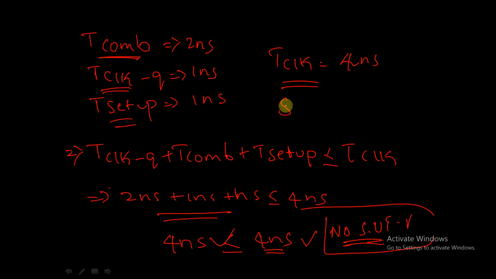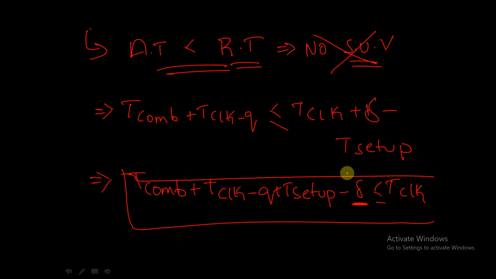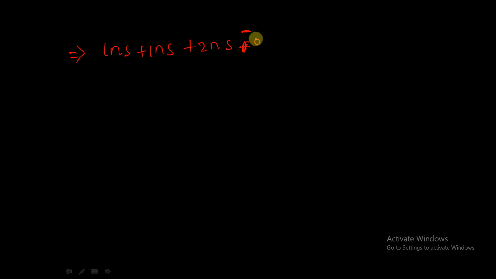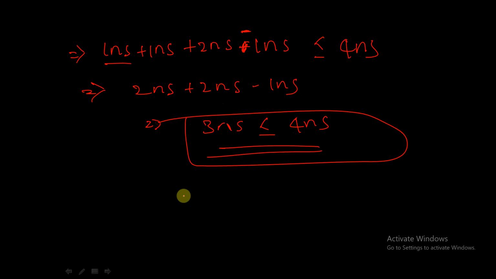Okay, so let's add the skew factor delta equal to, let's say, 1 nanosecond. There is a skew of 1 nanosecond, right? So what happens now? 1 nanosecond plus 1 nanosecond plus 2 nanoseconds, and what about the skew? We should subtract, right? What is the skew equation? Minus skew, so we will subtract the skew. Minus 1 nanosecond is less than or equal to 4 nanoseconds. Then when should we get the data? 2 nanoseconds plus 2 nanoseconds minus 1 nanosecond, which is nothing but 3 nanoseconds, less than or equal to 4 nanoseconds. There is no setup time violation, right?